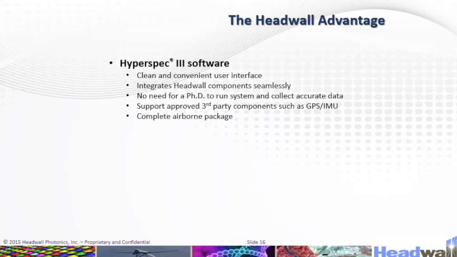The Headwall advantage is the Hyperspec 3 software. A clean and convenient user interface integrates Headwall components seamlessly. You don't really need a PhD to run the system and collect accurate data. It supports approved third-party components such as the GPS and IMU, to have a complete airborne package.